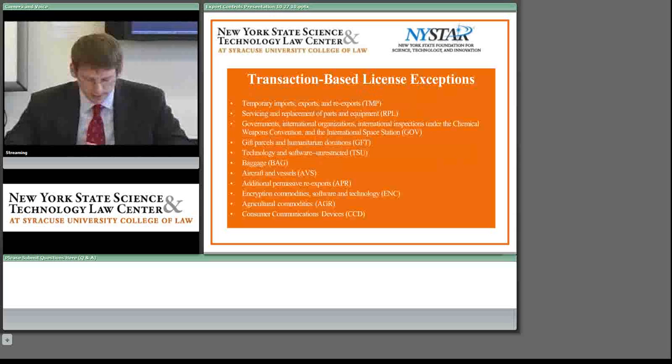The remaining license exceptions authorize exports and certain re-exports based on the overall circumstances of the transaction. These license exceptions are known as transaction-based license exceptions and include license exceptions for temporary imports, exports, and re-exports, and for encryption commodities, software, and technology.